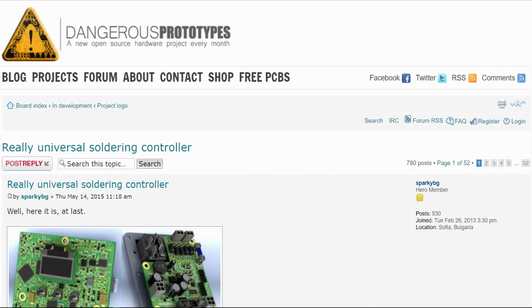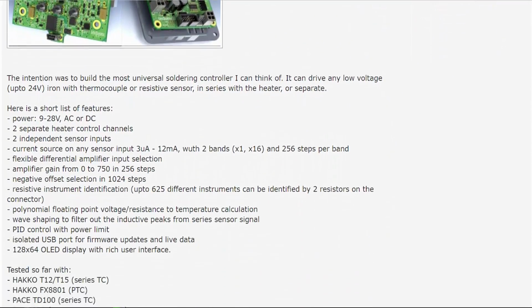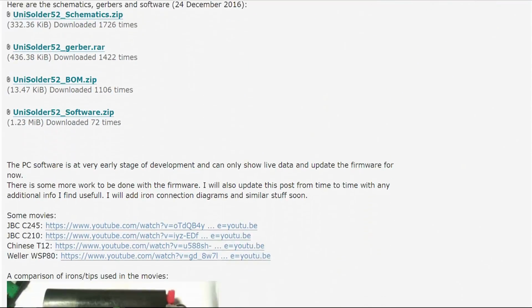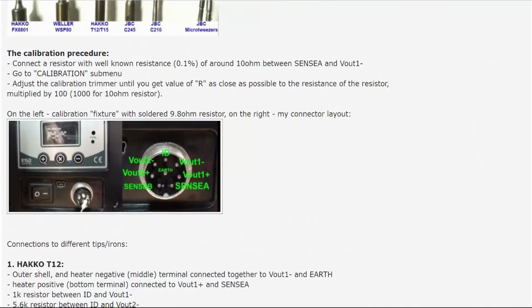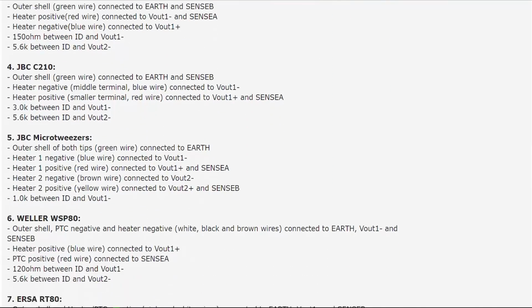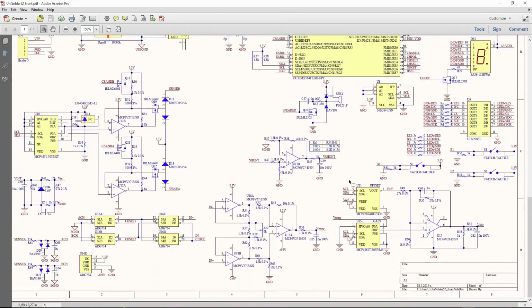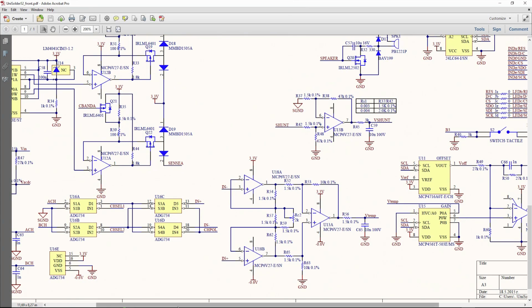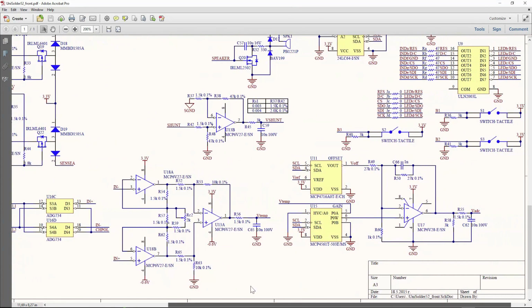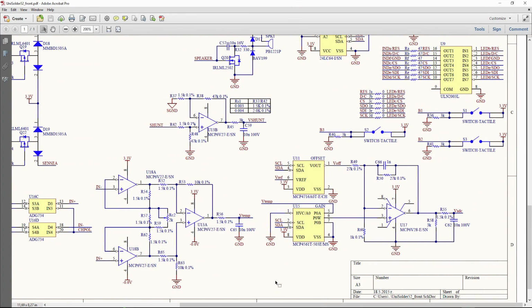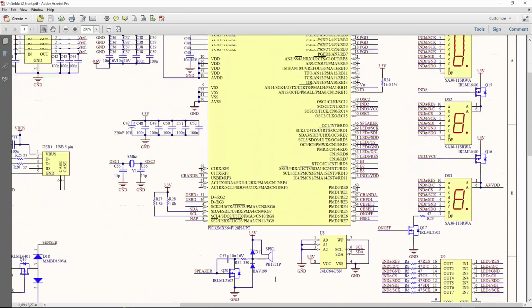Doing it all discretely feels a bit redundant, because SparkyBG has already published an incredible project in the Dangerous Prototypes forum. Please check it out, it leaves no wish unfulfilled. Except maybe in terms of complexity. It's a huge project, worth every second you put into it.